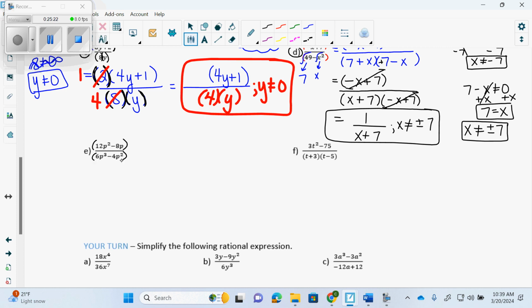Now I told you that we can only cross off humans for humans that match exactly the same. Replicas, every way, shape, or form. Do any of these match? The top is a 12p squared minus 8p. The bottom is a 6p cubed minus 4p squared. They couldn't be any more different if you tried. So do you just say we're done? Or what do you always look for? Take out GCFs or difference of squares every single time, numerators and denominators, to make it into a form that maybe does match.